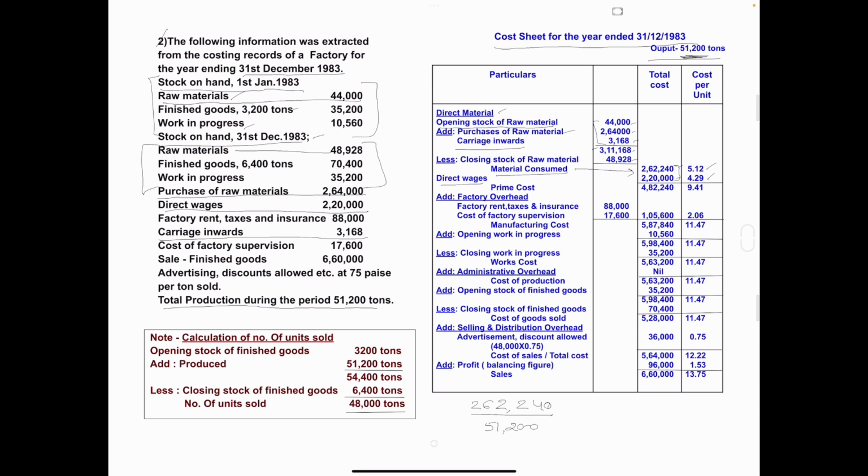Add these two together. 2,62,240 plus 2,20,000 and the amount is 4,82,240. Same here, 5.12 plus 4.29 and the answer is 9.41. This is called prime cost, the first important part.